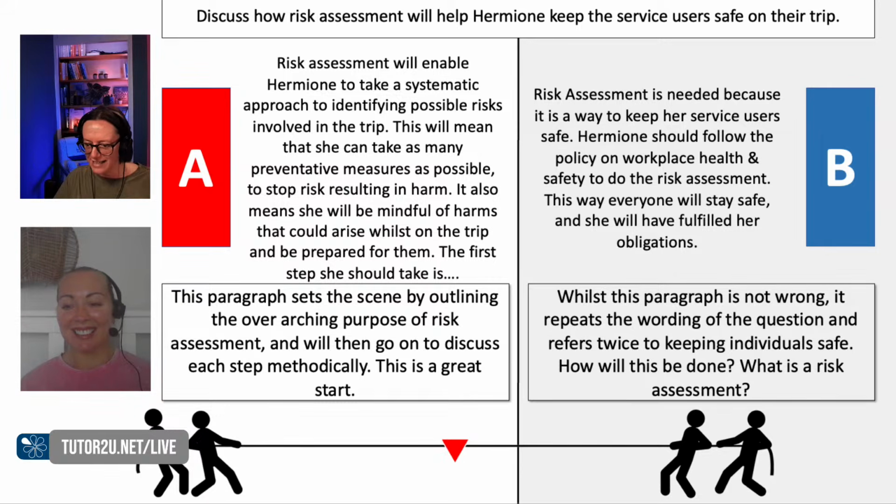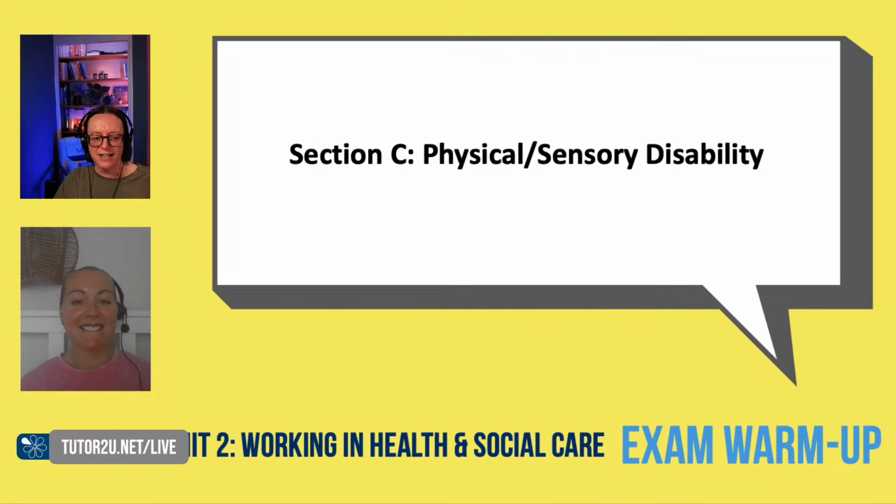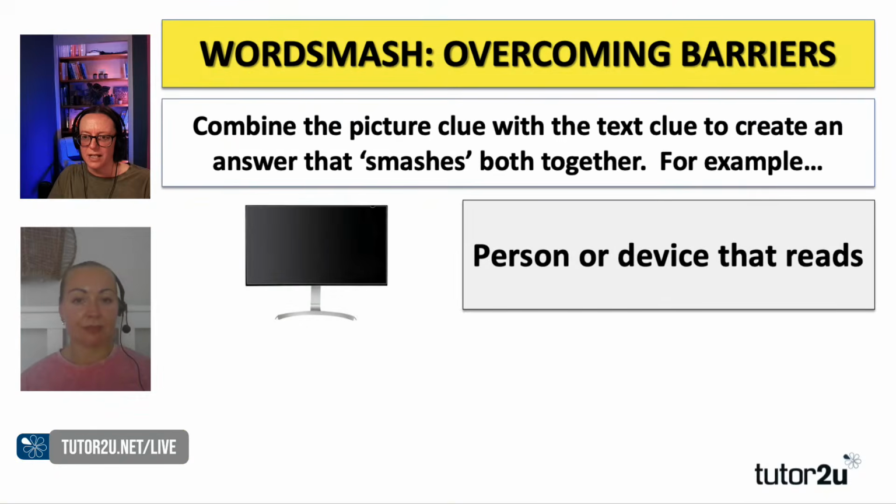Okay, so let's move on, guys. Section C will always be about physical or sensory disability. So we're going to do some word smashes. These are my favourite. To do a word smash, you have to combine the picture clue with the text clue to create an answer that smashes them both together. And this one is about overcoming barriers.